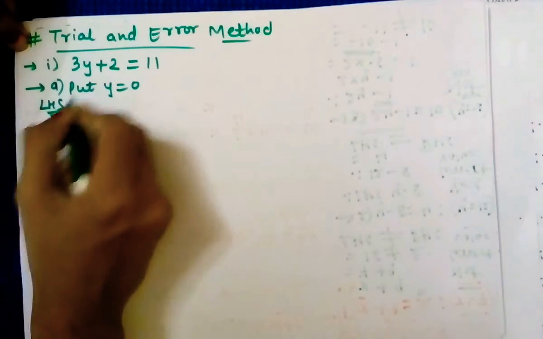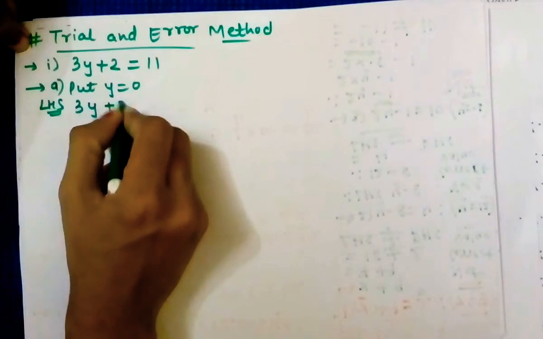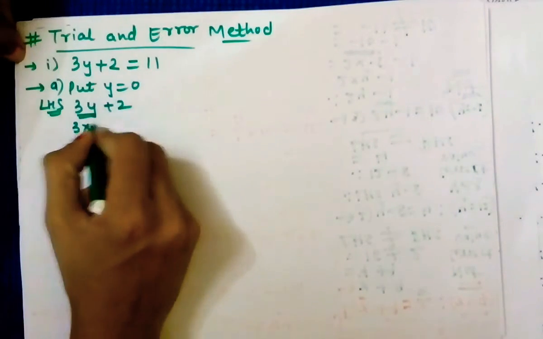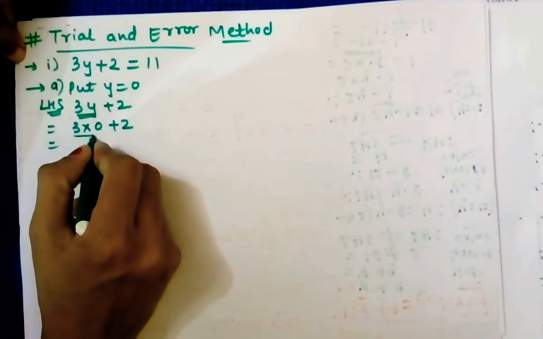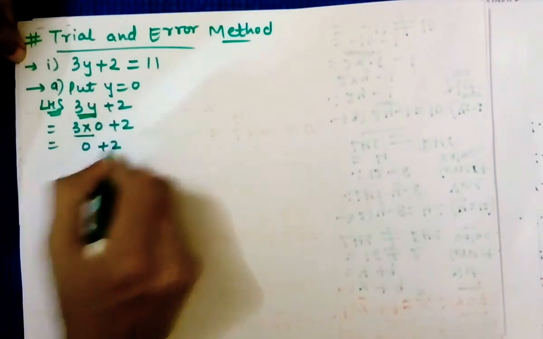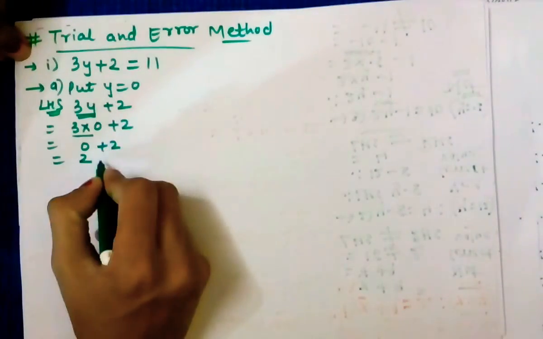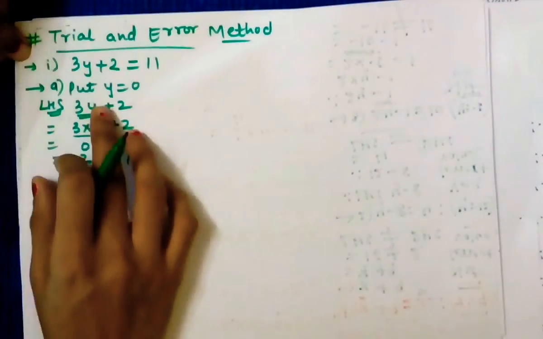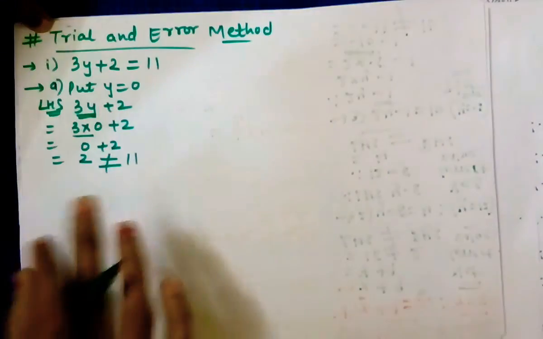So my LHS part is 3y plus 2. 3y means 3 into y, and y is 0. So 3 into 0 plus 2. Now 3 zeros are 0. So 0 plus 2. Now 0 plus 2 is 2. I am getting 2. And what is our answer? 11. So 2 is not equal to 11. So this is not the correct value. I have tried with 0 but I have not got 11. So this is not the correct value.